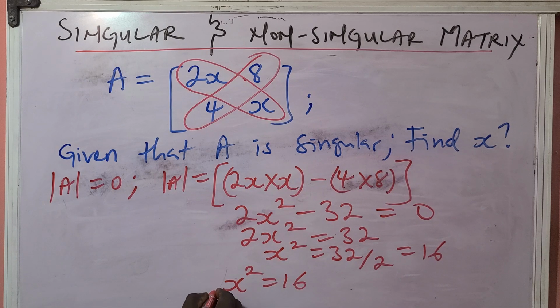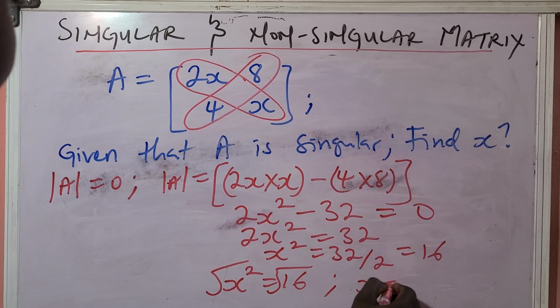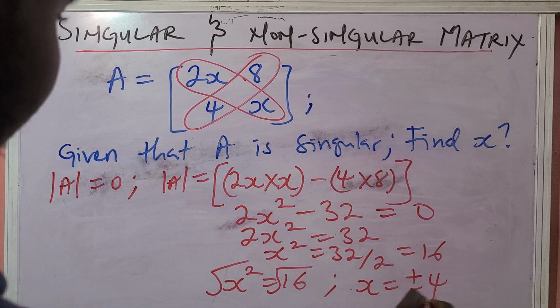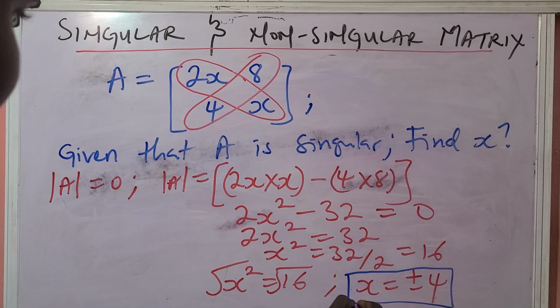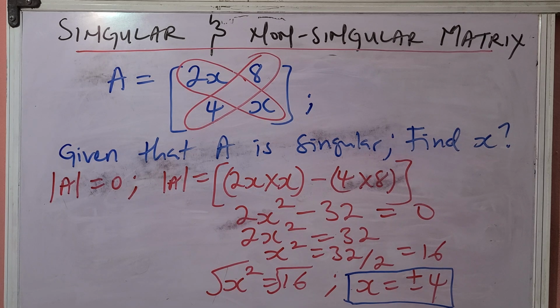Then we can get the square root of both sides here. And then we are able to get our x to be equal to plus or minus 4, because the square root of 16 is equal to plus or minus 4. So let me know if you got this in the comment section below. This is the application of the singularity of matrices. So you can go on to confirm your answers.